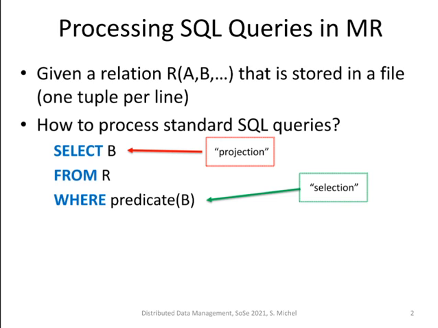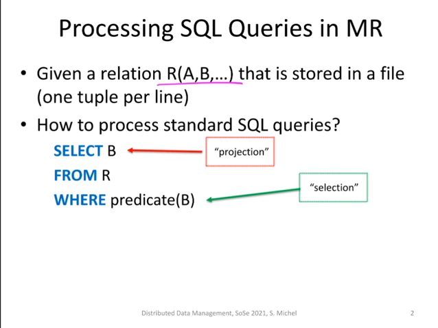So after we have seen how MapReduce works, main concepts and some examples, let's see now how we can use MapReduce to execute SQL queries. For this, let's take one relation R with attributes A, B, and so on, and we assume that this relation is stored in a file, one tuple per line, lying in our distributed file system, and we can now execute some MapReduce jobs.